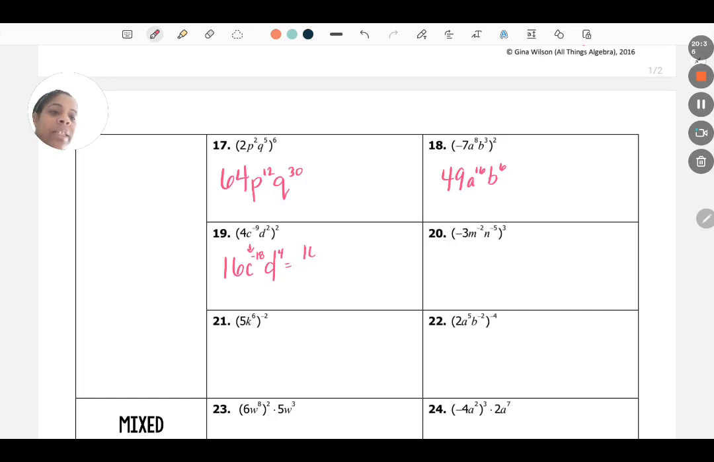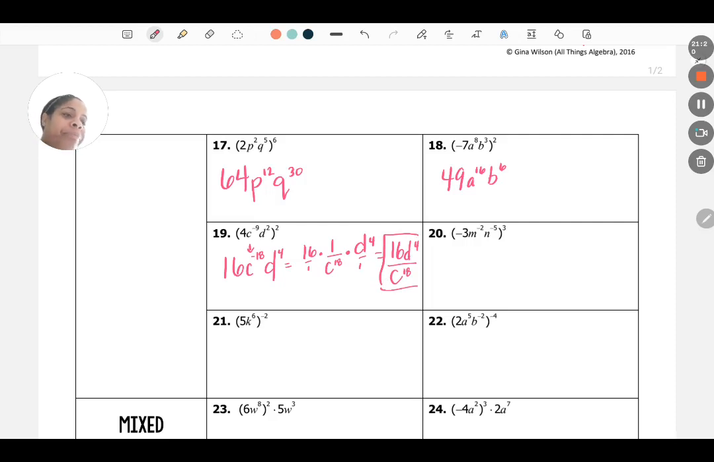It should look like 16 times, we're going to flip C and make it a fraction, 1 over C to the 18th power. Again, I leave the exponent. I just remove the negative by making it a fraction times D to the 4th. And if we just imagine that 16 is a fraction, it's just 16 over 1 and D to the 4th over 1. You multiply straight across. So 16 times 1 times D to the 4th. So it's 16D to the 4th over 1 times C to the 18th is C to the 18th power.